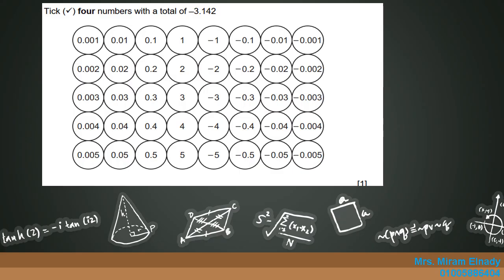So the whole number here is negative 3. The tenths place, which is 0.1, but remember you need to put it with a negative. So it will be negative 0.1. What about the 4? Negative 0.04. What about the 2? Negative 0.002. Okay, this is the trick in this question, that you need to keep the negative in all the parts of the number.